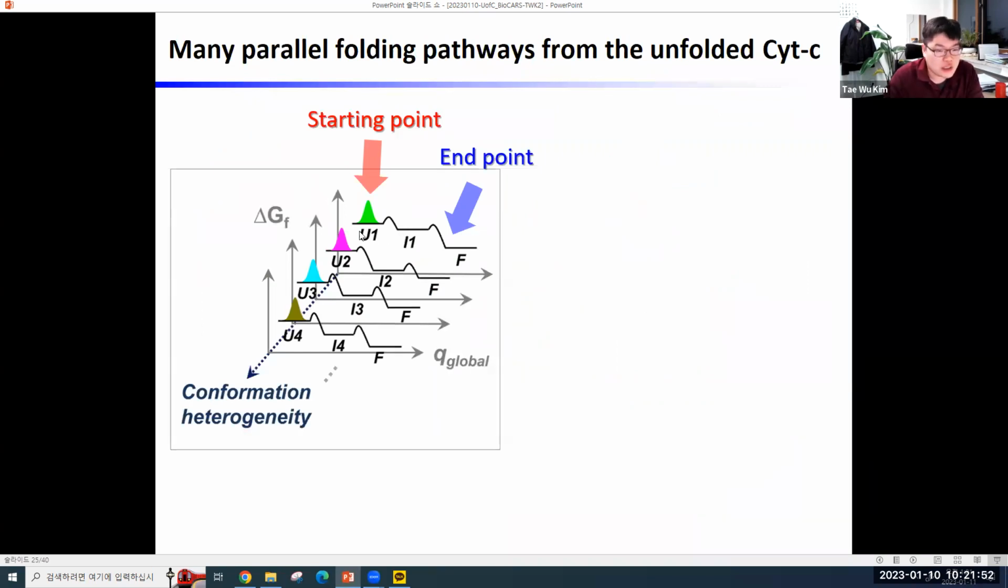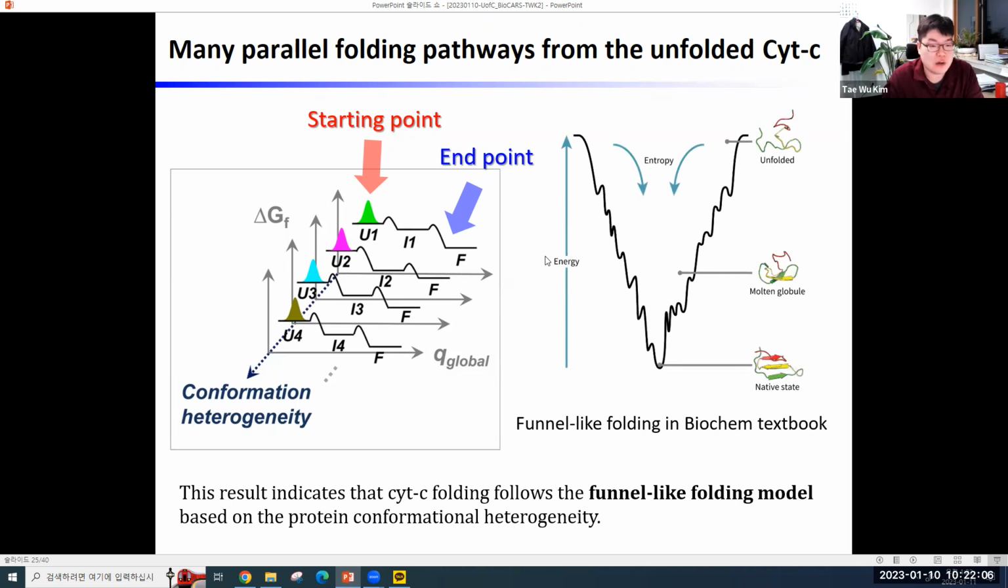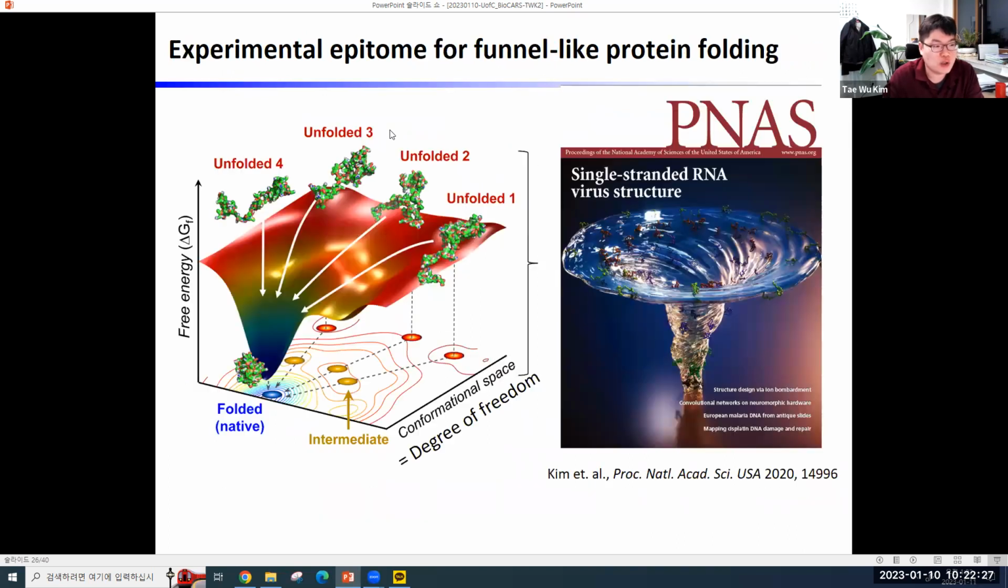So this heterogeneously populated unfolded conformation will follow different folding pathways. Actually, this scheme can imply the funnel-like folding model in the biochemistry textbook. In the funnel-like folding model, the unfolded state considers the heterogeneity of protein conformation. So many different unfolded conformations can take different folding pathways. So maybe our observation will be one of the experimental epitomes for the funnel-like folding model.